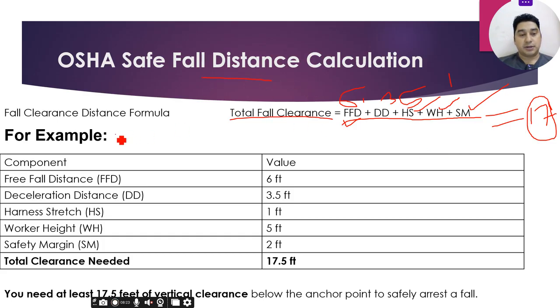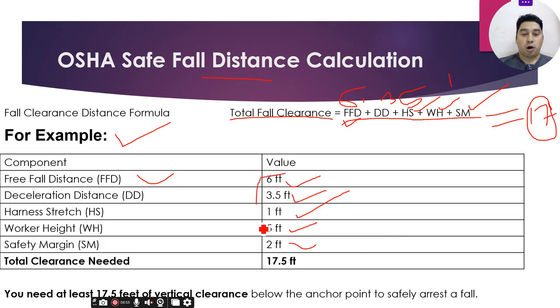Okay, now let's understand this by example. Let's say the free fall distance is 6 feet, it will remain the same. Then the deceleration distance will also remain the same, 3.5 feet. And harness stretch will remain the same, 1 foot. Now the worker height will change, it could be 4, 5, 6, 7, 8, as per the worker height. Then the safety margin is up to you, how much you want to maintain, 3 feet, 4 feet or 5 feet. That also changes.